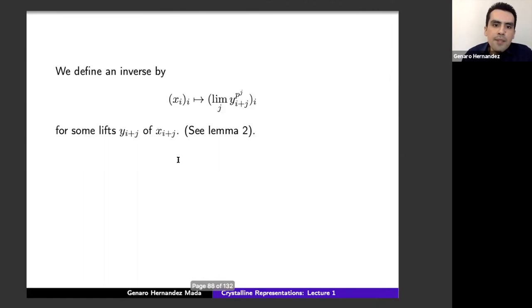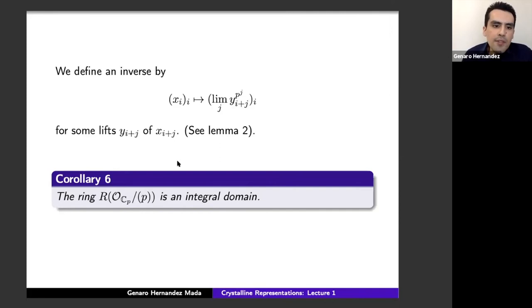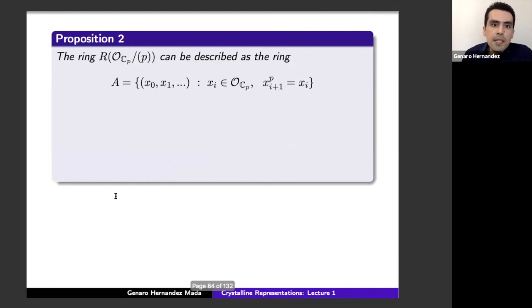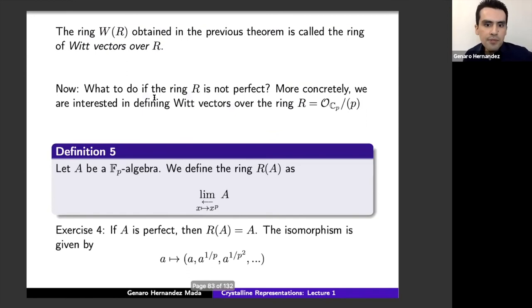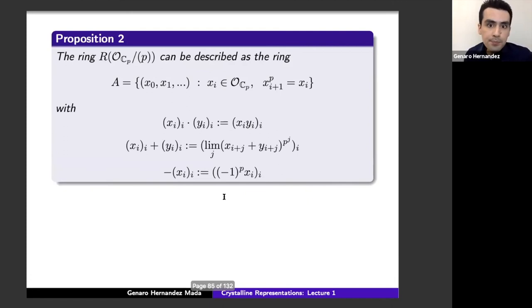Okay. So as a corollary of this, we have that this ring is an integral domain because the product is component to component, and this is an integral domain. So it works very nice. That was not clear from the original definition of this ring, because this is in characteristic p. So it's not that simple to assure that when we take this projective limit, we are going to get an integral domain. But with this description, we get exactly that.